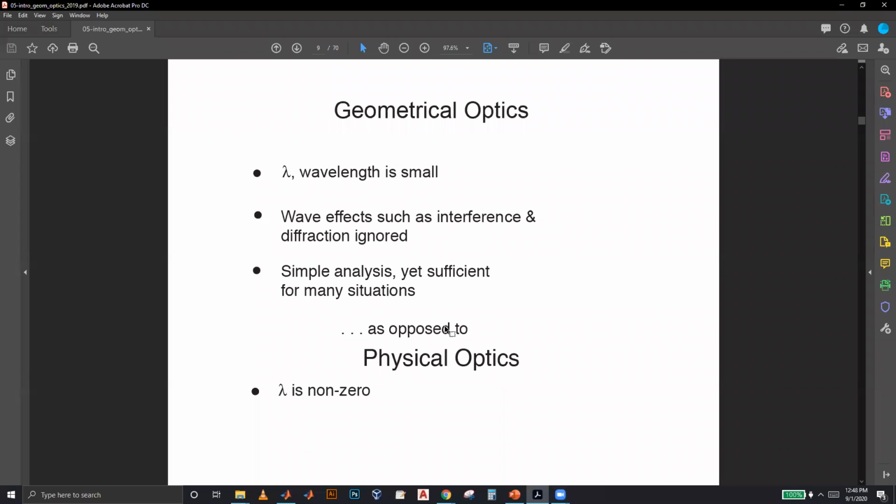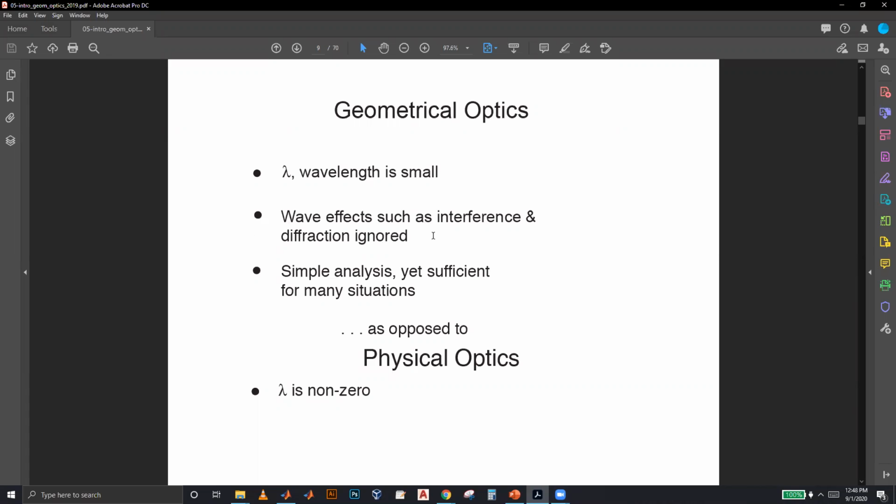Okay, so going forward, the thing that we will keep in mind is that in geometrical optics, we are dealing with systems which have dimensions much greater than the wavelength of light. Imagine a standard mirror is 1 or 2 inches in diameter, but the wavelength of light is on the order of nanometers, right? So the difference in scales is huge. Wave effects such as interference and diffraction will be ignored.